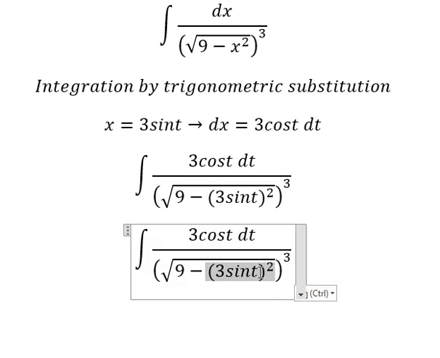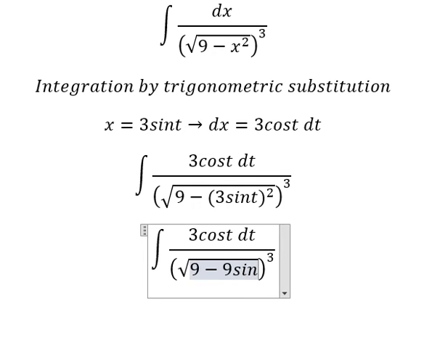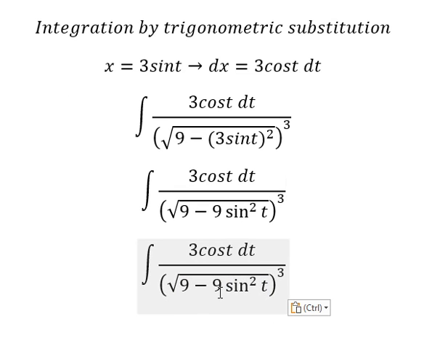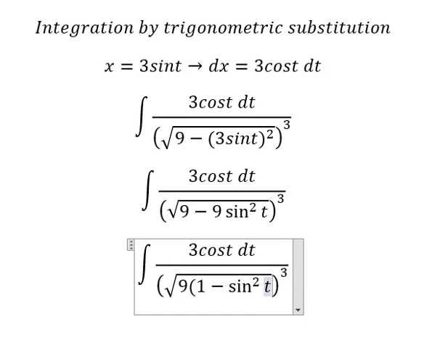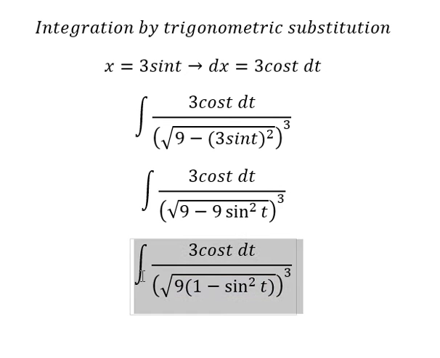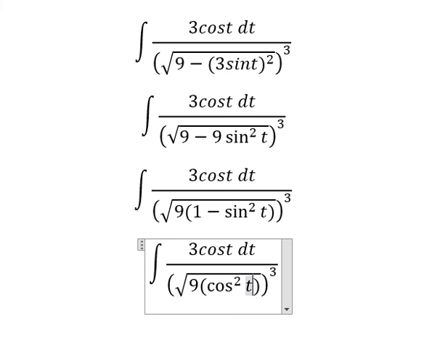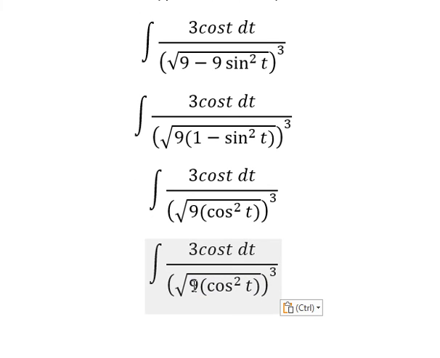So this one we have 9 sin t square. Number 9, we can do factorization: 1 minus sin t square, we change to cosine t square. The square root of 9 cosine t square, we have 3 cosine t.